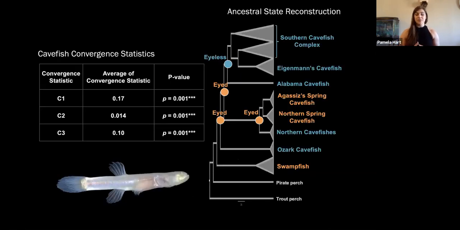Lastly, I did find support for shape convergence among the cave obligate fishes. I found an average of 17% convergence, which represents about 10% of all morphological evolution in these lineages.